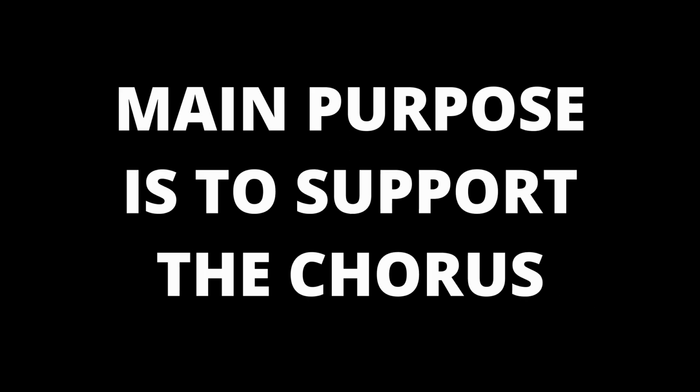Lyrically, a verse will contain details of the song such as a story, events, and images. Each verse will have different lyrics from the others. Its main purpose is to support the chorus. 2 may be company, but we need another section to improve our song. Section number 3, the bridge.